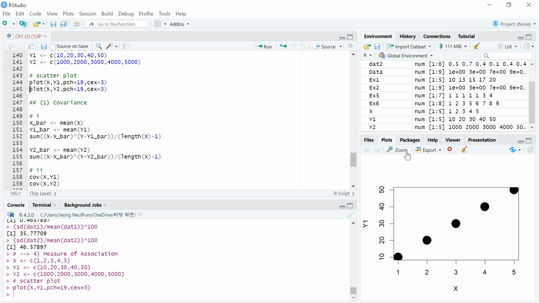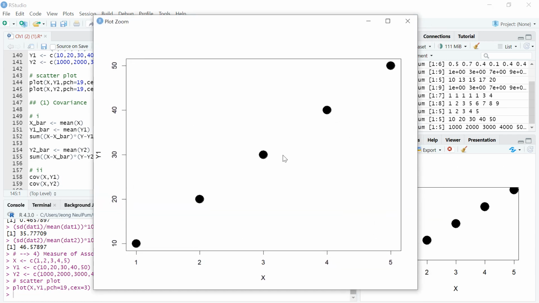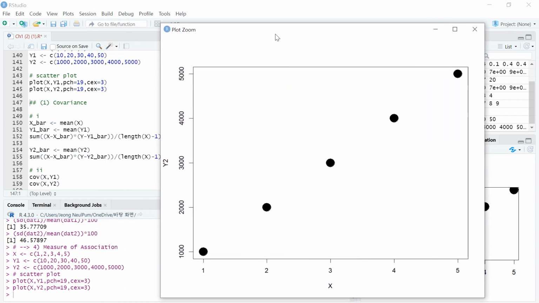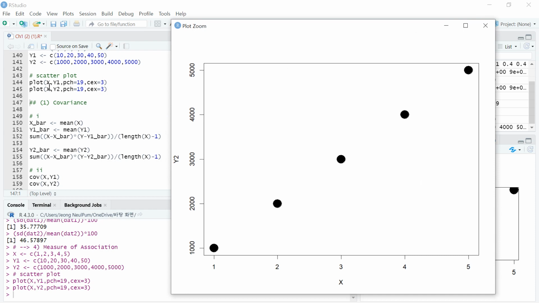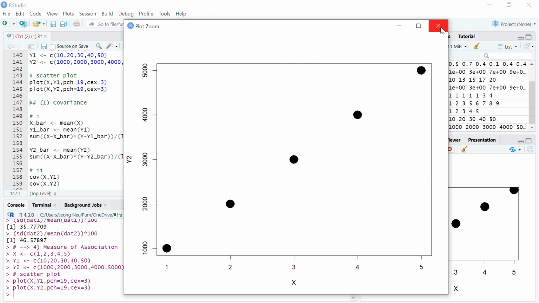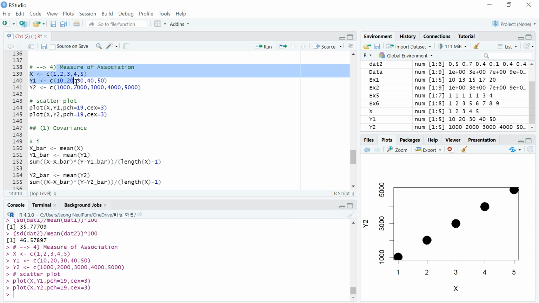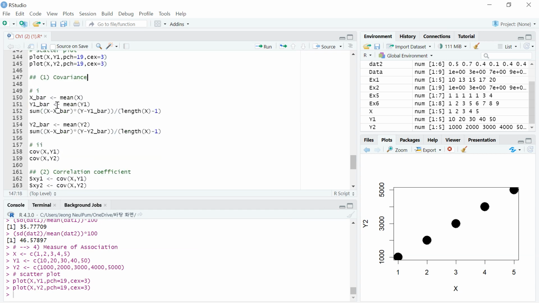So if you see the value here, you can tell that the two data, x and y1, have a very strong positive relationship with each other. And if you run the second code plotting the two data here, you can also see the same shape for the data, because this is just showing the measure of association. However, we can make it comparative by using the covariance statistics.